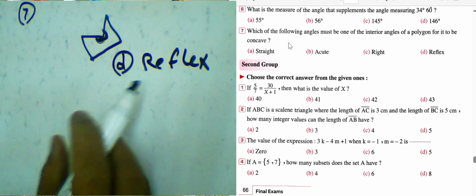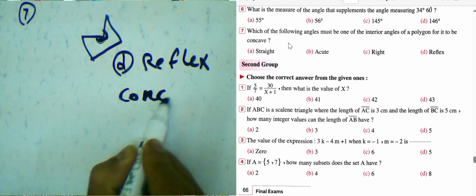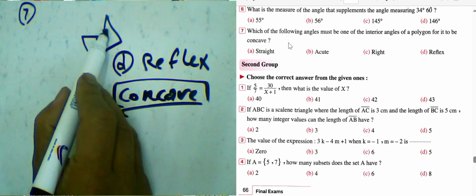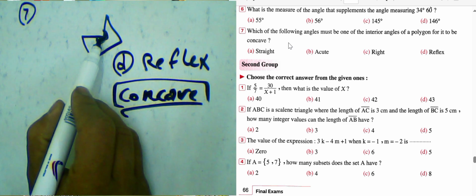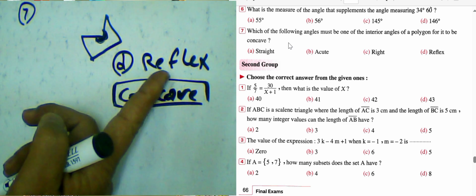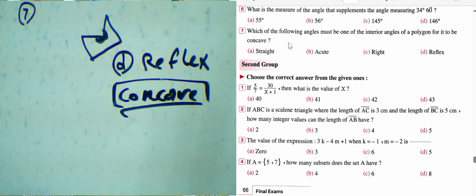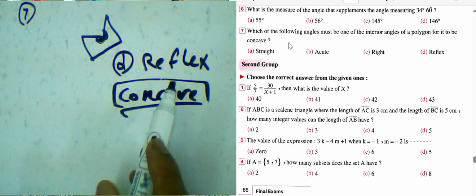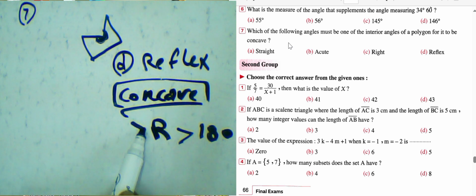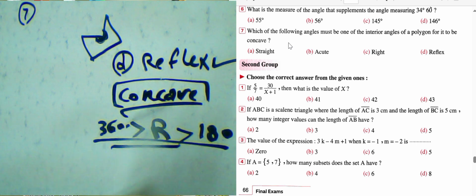Understood? Again, what about concave? A concave polygon has at least one angle whose measure is greater than 180 and less than 360 degrees. We call it the reflex angle. So you must choose letter D for this example.